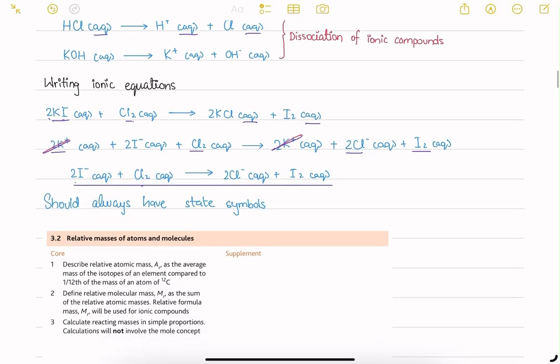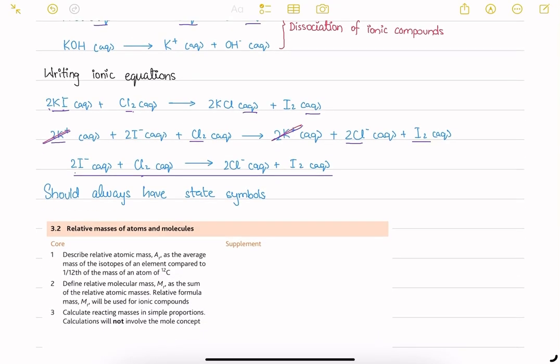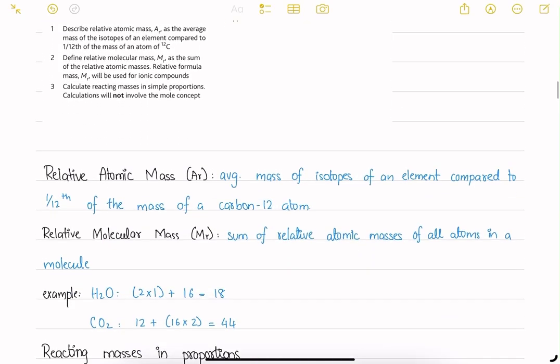So ionic equations should always have state symbols. That's a rule of ionic equations. Now let's move on to the next thing, that is the relative masses. Relative atomic mass is the average mass of an atom compared to 1/12 of a carbon-12 atom. For example, chlorine has an Ar of 35.5.